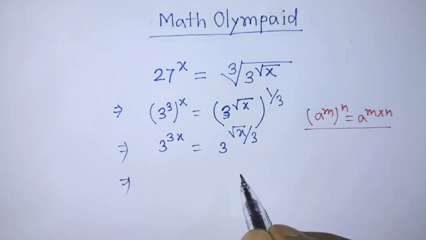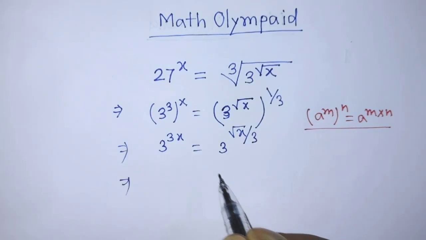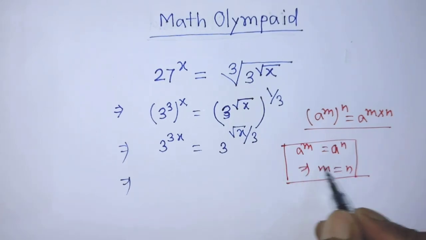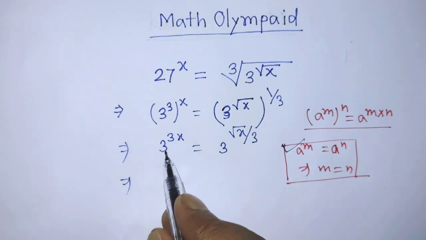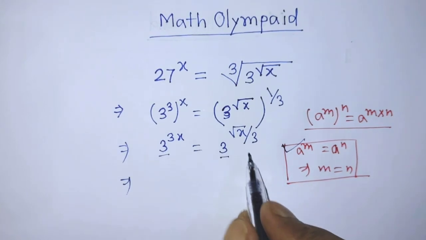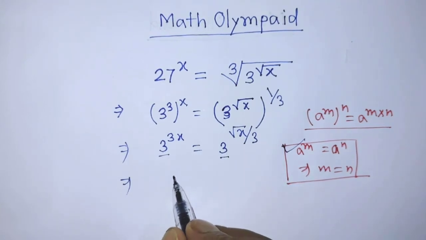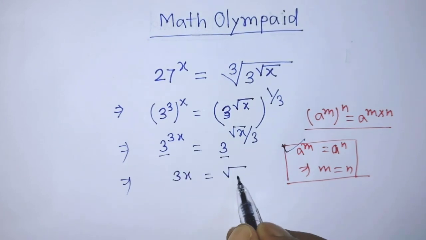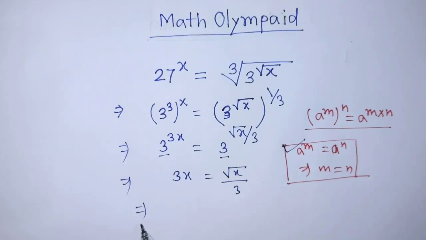So guys, in this equation on both sides, the bases are the same, so according to this formula we can cancel the base 3 from both sides of this equation, then it will be 3 times x is equal to square root of x over 3. So guys, according to cross multiplication rule, it will be 9x is equal to square root of x.